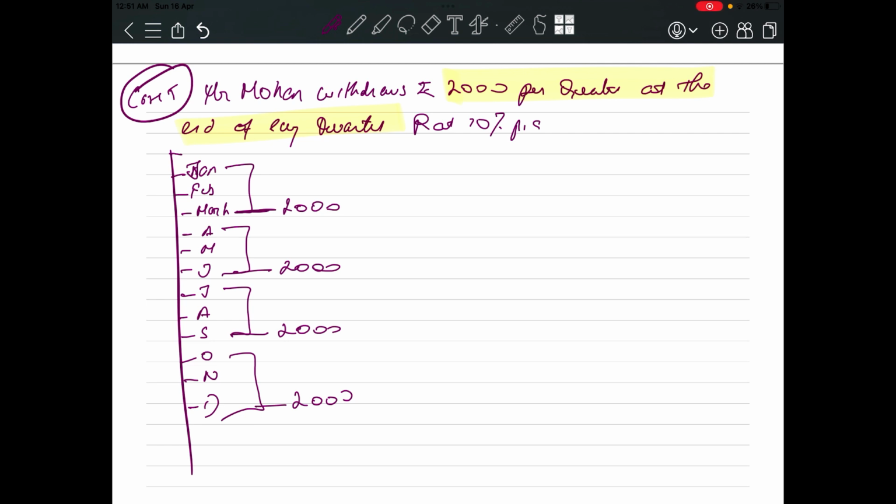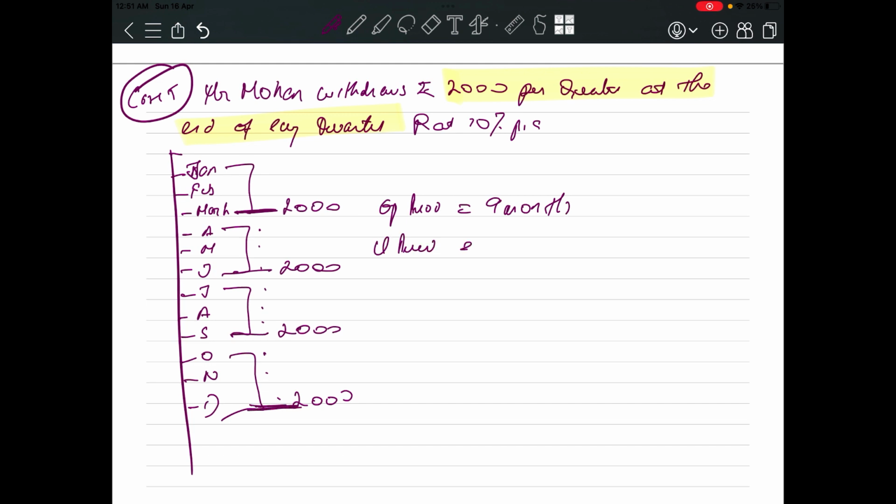Okay, now we have to calculate average period. What is the opening period? Opening period is period left after first day of drawing. So if he's withdrawing on 31st March, what is the period left for the calculation of interest on drawings? 1, 2, 3, 4, 5, 6, 7, 8, 9. 9 months. And what is the closing period?